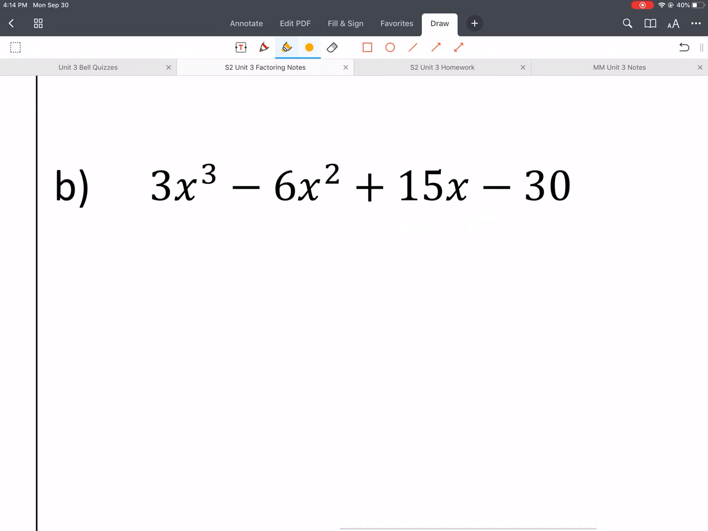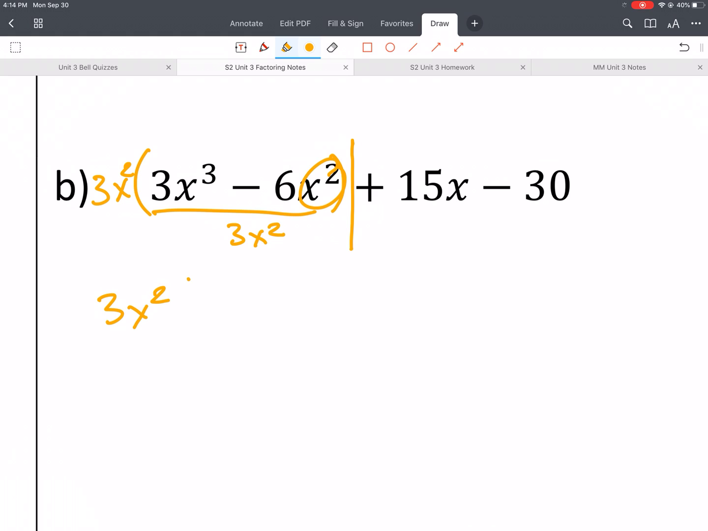Okay, so B, same sort of thing. Cut it in half and do our GCF. We can factor out a 3. We can also factor out an x squared. We would end up getting 3x squared times, so 3 divided by 3 gives us 1. Then 3 minus 2 ends up giving us x. Negative 6 divided by 3 gives us a negative 2. And x squared divided by x squared just gives us 1. So we just get x minus 2.